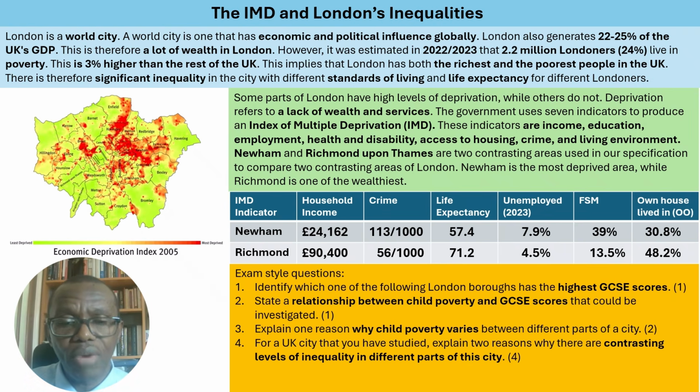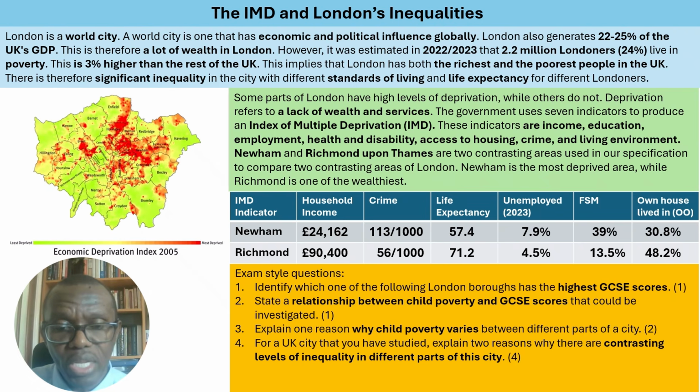So that is a relationship that could be investigated according to this question here. And then number 3, explain one reason why child poverty varies between different parts of a city. So you can talk about the deprivation, and the income in different parts of a city. Some areas have higher income and therefore will have less child poverty, and others will have lower income and therefore are likely to have more child poverty.